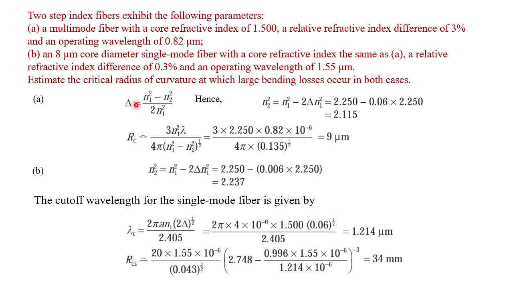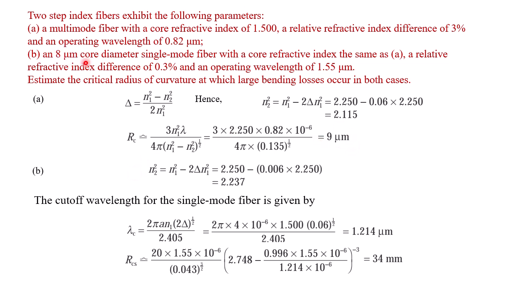So here delta equal to, as described in earlier lectures, n1 square minus n2 square by twice n1 square. So we can determine the n2 because other parameters are given. It is 2.115. So RC approximately we have shown in the previous slide. So if you put all the values, you will get 9 micrometer. RC is 9 micrometer.